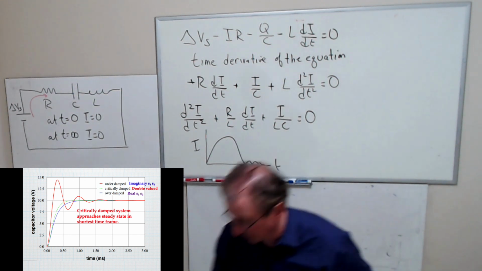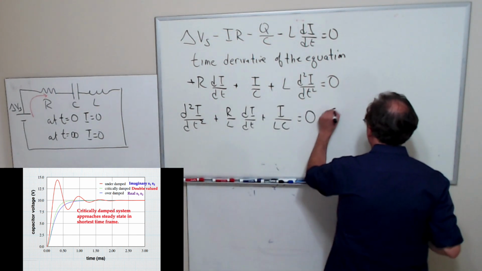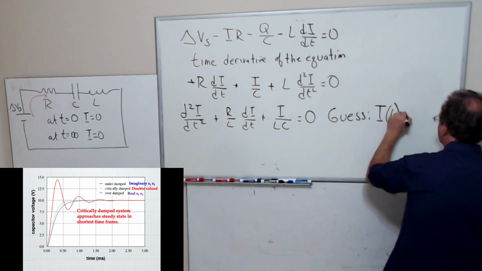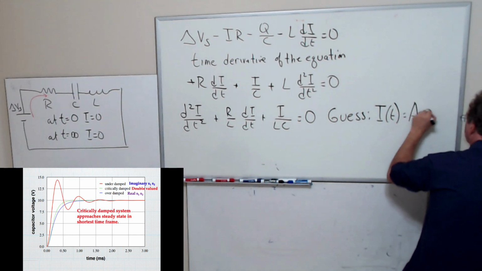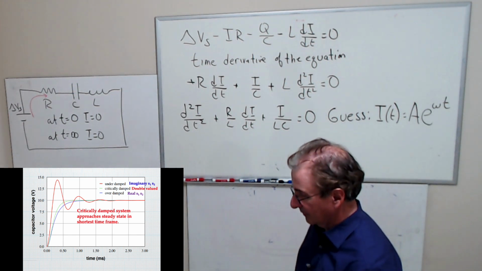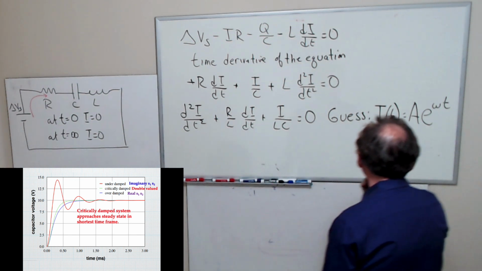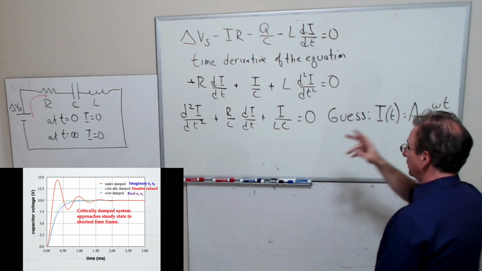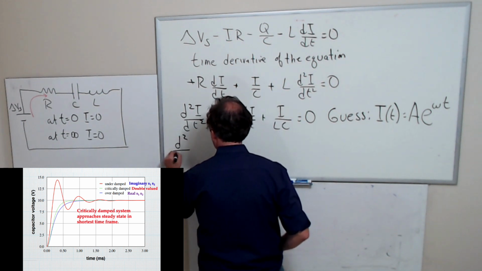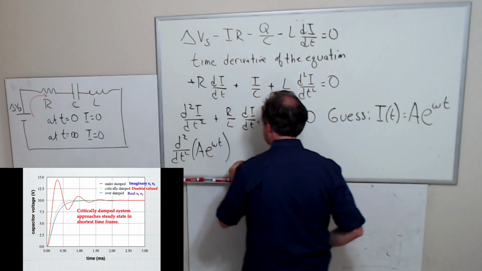So I'm going to do the following. I'm going to guess that I as a function of time looks like this, where I have to figure out what omega is. So what I'm going to do is take this guy and put it into my equation. So I'll put this thing into my equation.